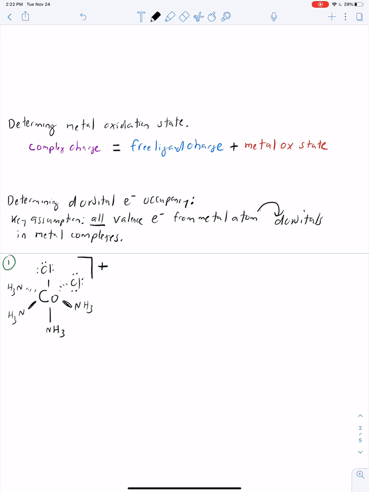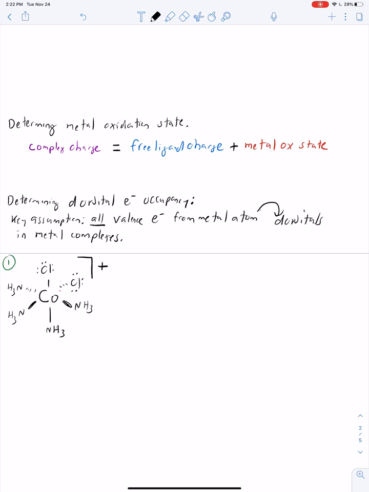So we'll focus on the metal and think about, what's the charge on that central metal atom or ion? And furthermore, once we know the metal oxidation state, we can also determine the number of electrons that occupy the valence d orbitals in that transition metal complex. And I'll talk more about this when we get there.